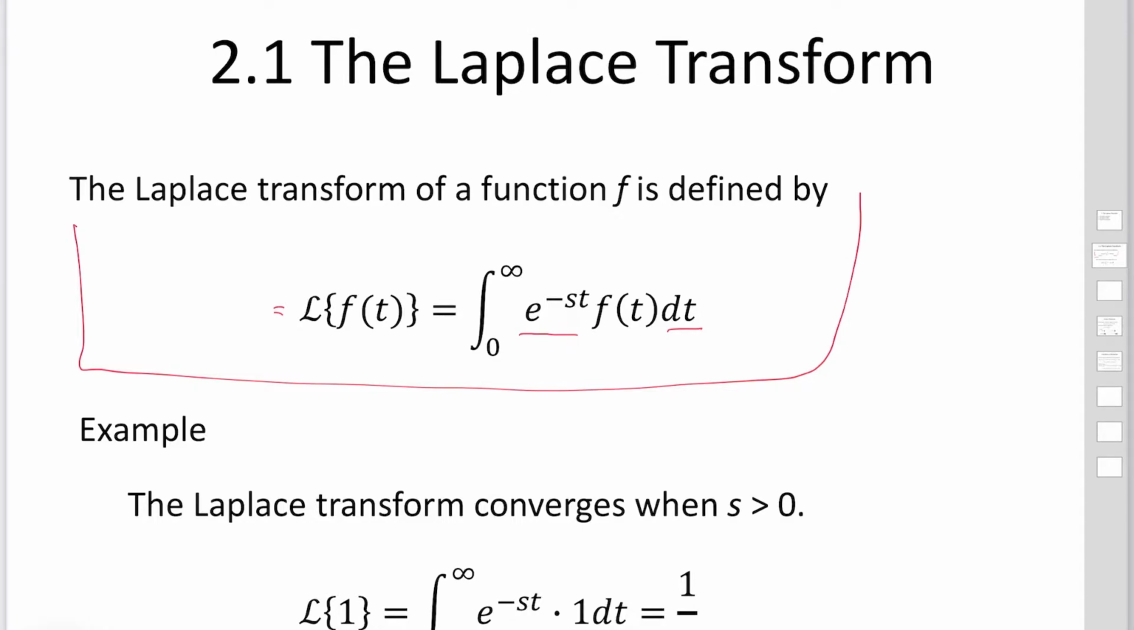Sometimes we use the upper case F to distinguish. Lower case f is before the Laplace transform, and the capital F is after the Laplace transform. Then the Laplace transform of this new function is a function of s, because the integral is about t. And the lower limit is 0, upper limit is infinity.